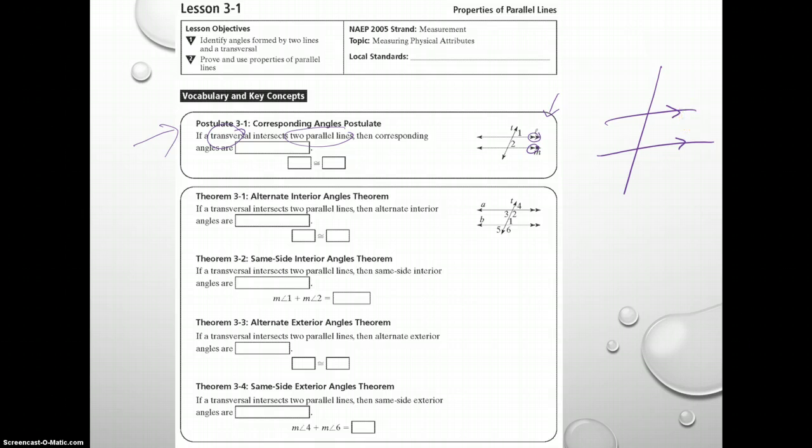So corresponding angles need to have two parallel lines and a transversal. So here they are, two parallel lines, with a transversal cutting through them. Corresponding angles mean that they're in the same relative location. In this intersection, I'm using the top right-hand corner. In this intersection, I'm using the top right-hand corner again, but on the other set of lines. So these locations correspond to each other.